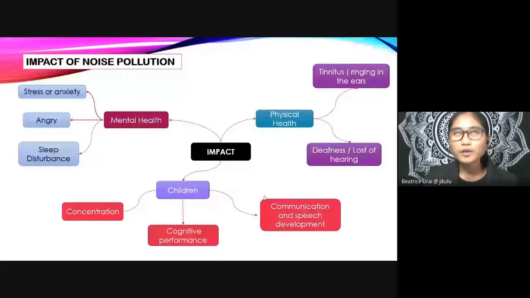Noise pollution can also often affect children more than adults, and it can also affect general well-being. That's all.